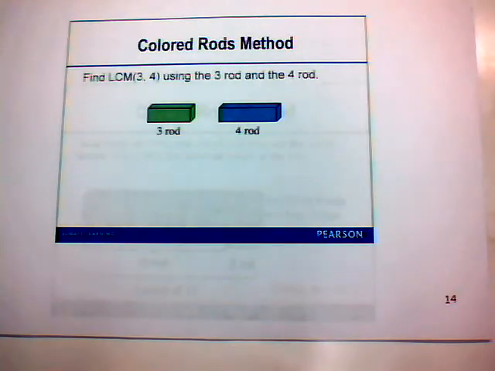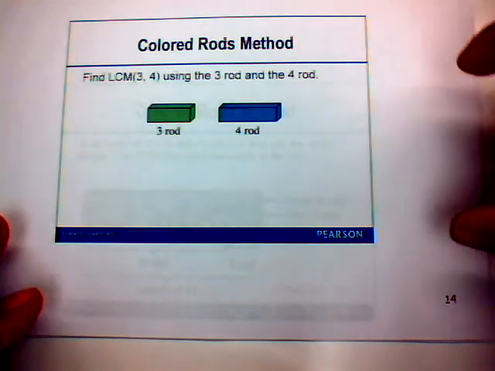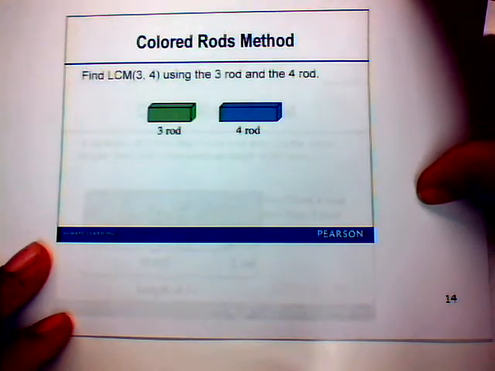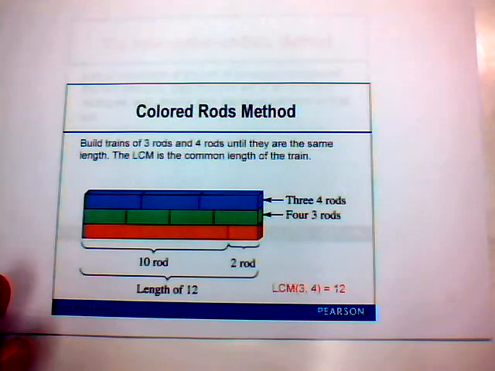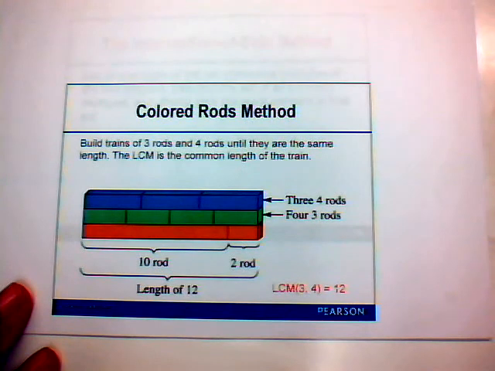Also, the colored rods method can be used to find the least common multiple, let's say, of 3 and 4. So here we have a 3 rod and a 4 rod, and we want to find the least common multiple. You want to build trains of 3 rods and 4 rods until they are the same length. The LCM is the common length of the train.